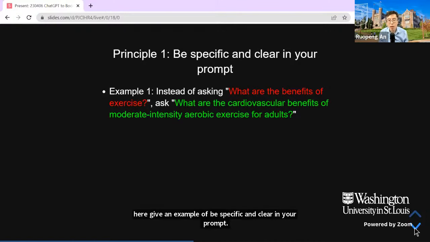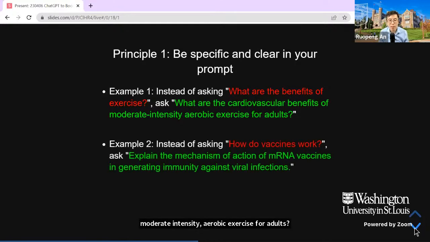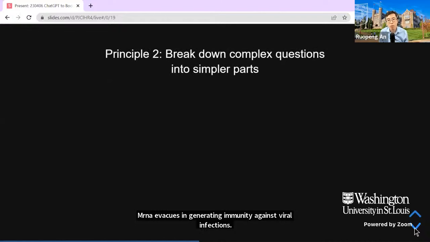So instead of asking what are the benefits of exercise, better to ask what are the cardiovascular benefits of moderate intensity aerobic exercise for adults, right? Because this is a lot more specific. Instead of asking how do vaccines work, it is much better to ask the question, please explain the mechanism of action of mRNA vaccines in generating immunity against viral infections. Okay, be very specific and clear in your prompt. Number 1.